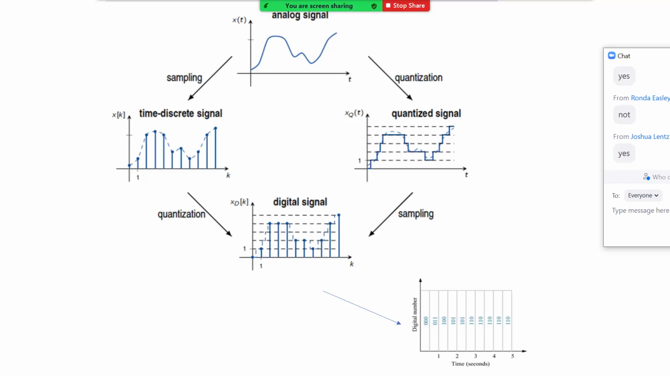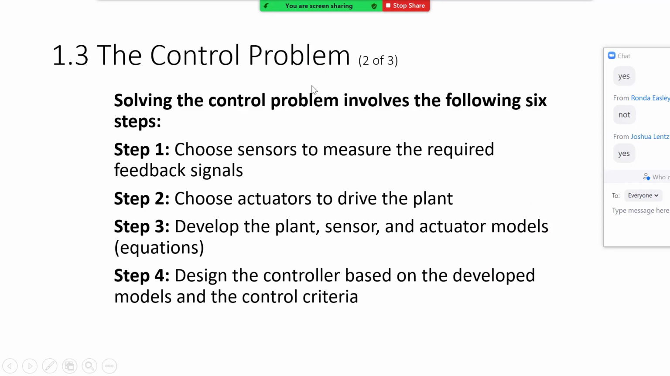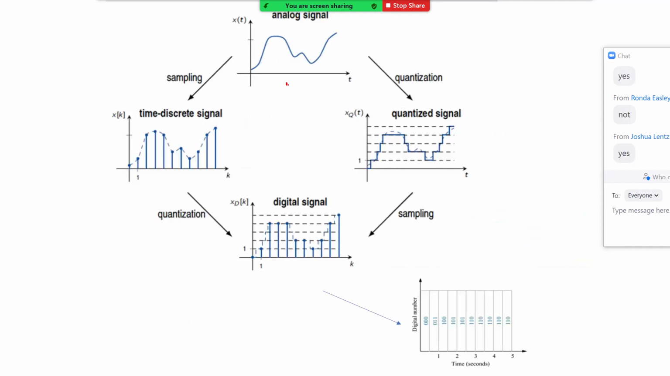So again, looking at the signal, if you remember, if I take an analog signal and I want to convert it to a digital signal, I'm going to have to do two things. I have to sample it and I have to quantize it. And therefore, if I look here, I have four signals. The signal at the top is an analog signal. It's continuous in the time domain, continuous in the magnitude. The magnitude can take on any value.